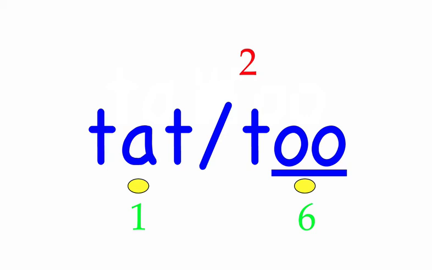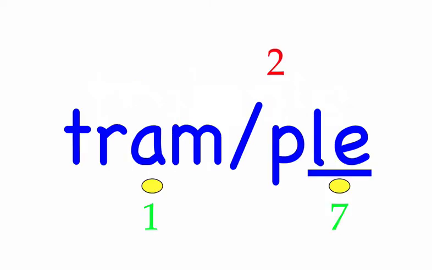Trample. Please don't trample on the grass. Tram, four sounds. T, r, a, m. Pull, two sounds. P, ul. Tram, pull. Mark the word.